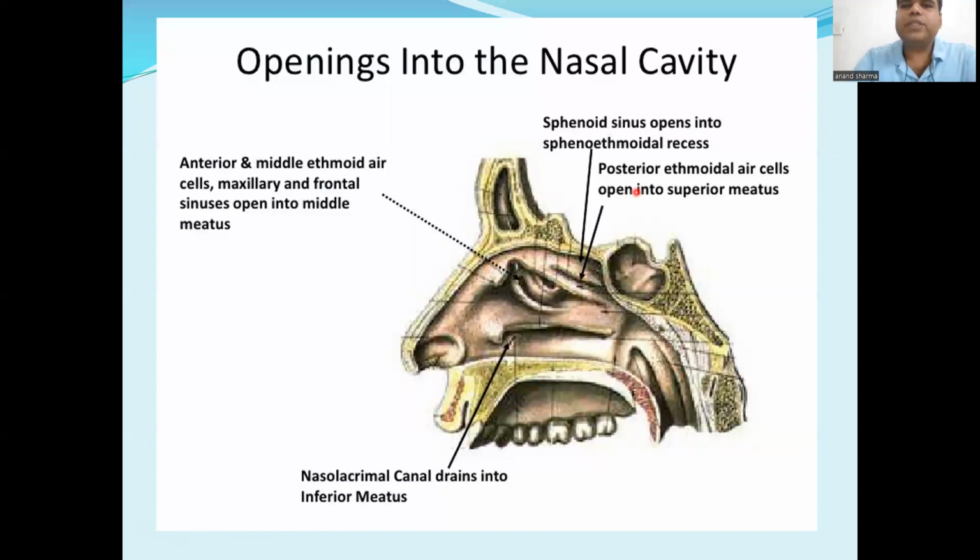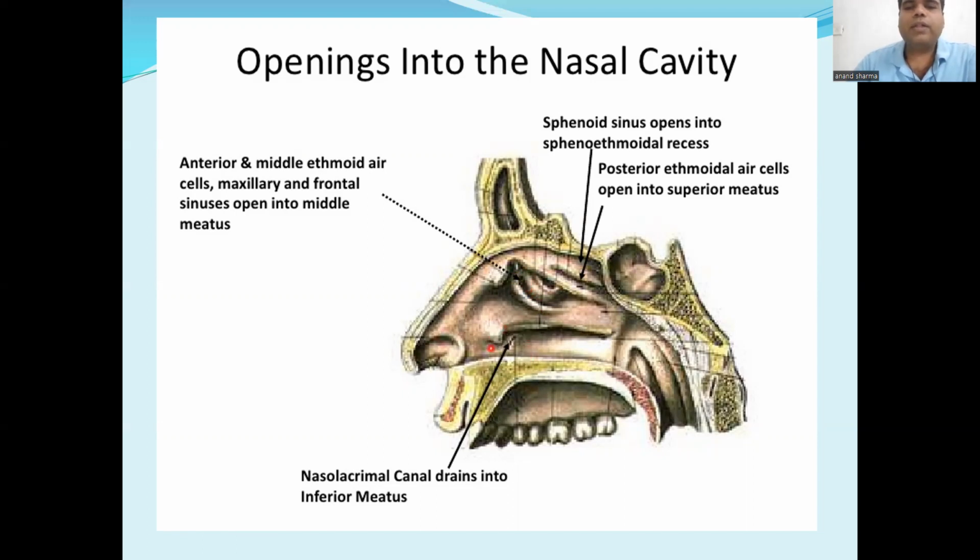So, openings in the nasal cavity. We can see this is the lateral wall diagram. This is the superior meatus. The posterior ethmoid air cells open in the superior meatus. This is the middle concha or the middle turbinate, which has been cut and removed. Here we can see the opening of the frontal sinus and anterior ethmoid. The frontal sinus opens in the middle meatus. Anterior ethmoid air cells open in the middle meatus. Also, the maxillary sinus opens in the middle meatus.